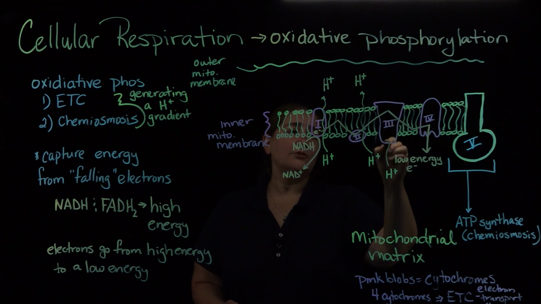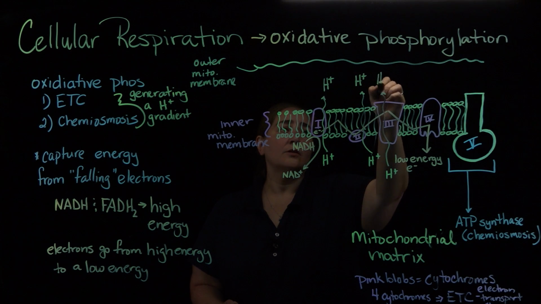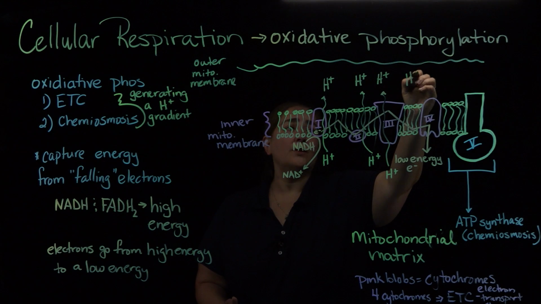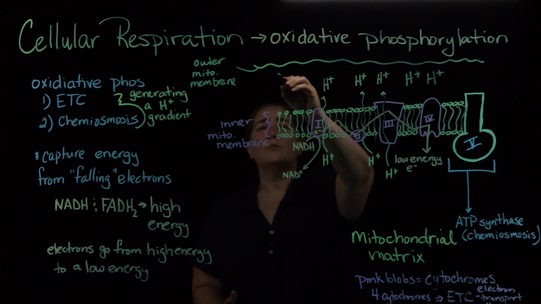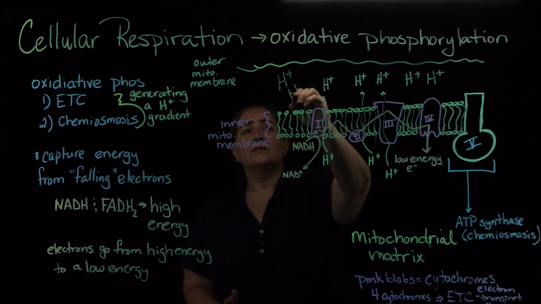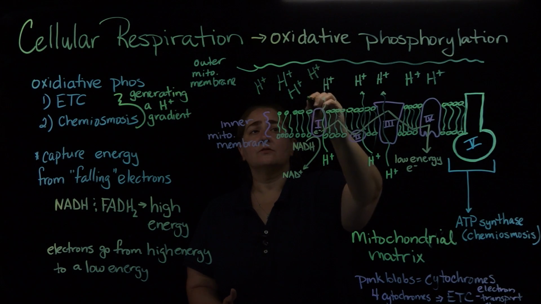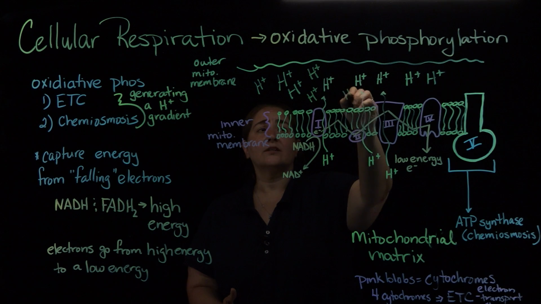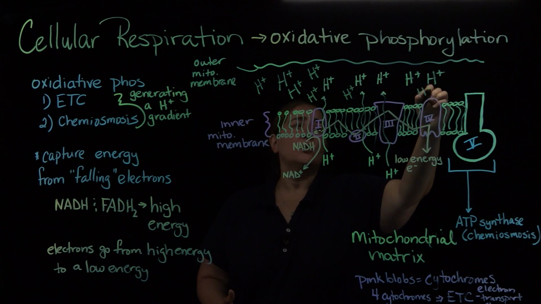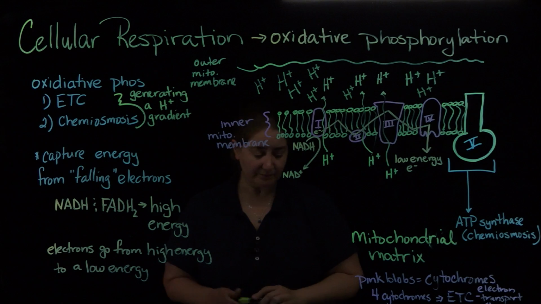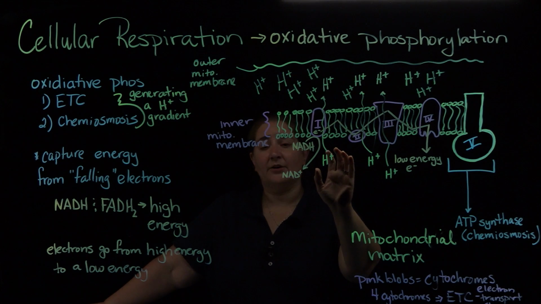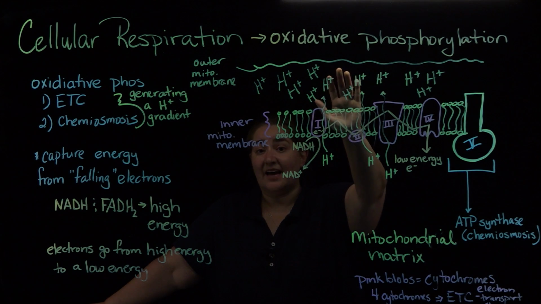Our inner mitochondrial membrane. And what that's going to do, I'm going to draw a lot more up here, because this is going to be what generates our hydrogen gradient. So those electrons going into the electron transport chain move hydrogen from an area of low concentration to high.